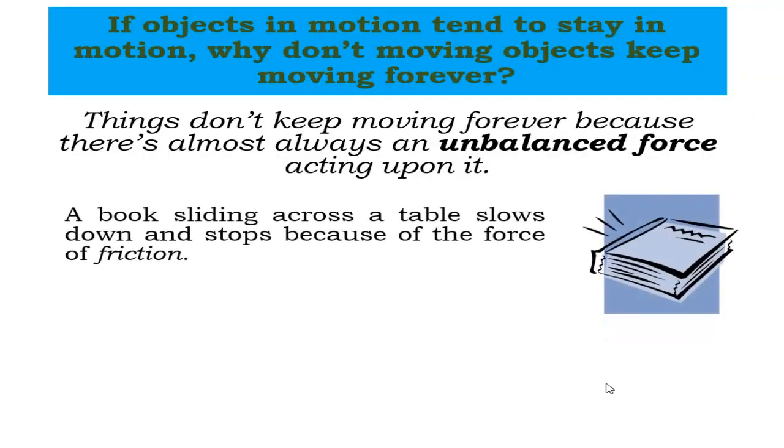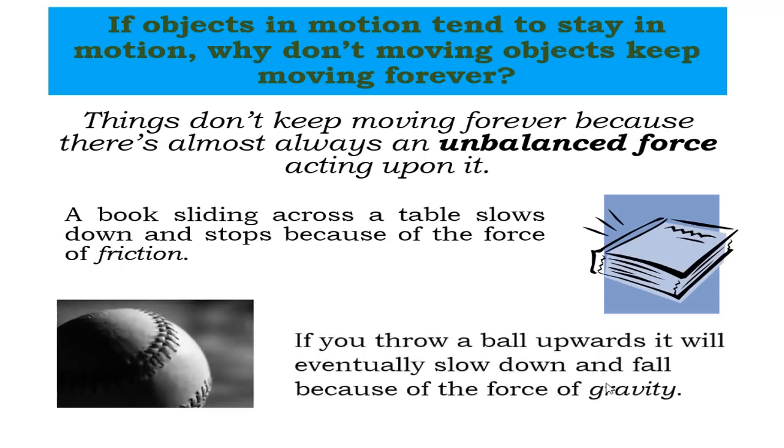A book sliding across a table slows down and stops because of the force of friction. So no matter how big or small an object is, there will always come a time that it will stop. Like this, friction. Then if you throw a ball upwards, it will eventually slow down and fall because of the force of gravity. What if the object is heavy, like a train or a car? It will still stop, for example when it is near its destination, so it will stop to avoid hitting anything. So no matter how big an object or how fast an object, there will always come a time that an external force will make it stop.